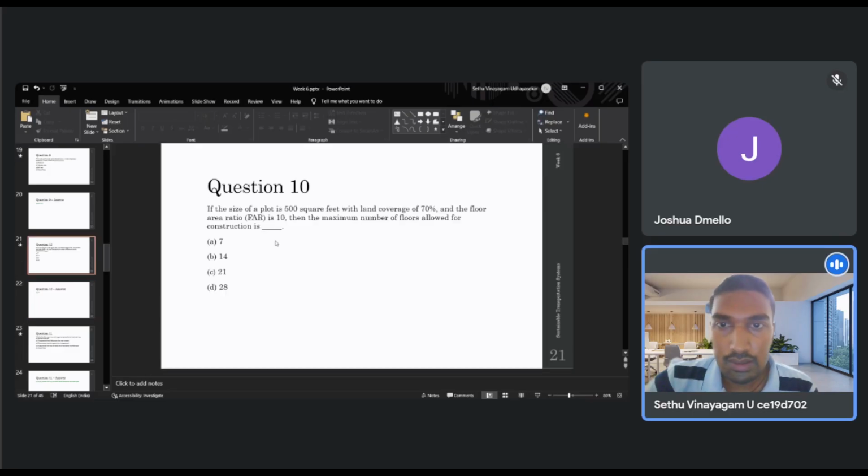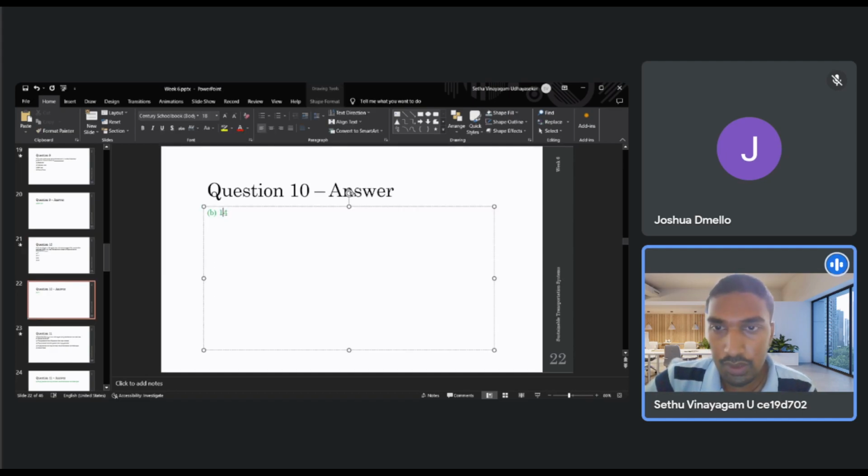Okay. So the question is, we know there is a building that is going to be constructed on a 500 square feet plot. Right, so the land coverage is only 70%, right? So we can only use 70% of this area of 500 square feet for building purposes, right? And then the floor area ratio is also given as 10. So we have to determine how many floors can we construct on this piece of land, right? So how do we do this?